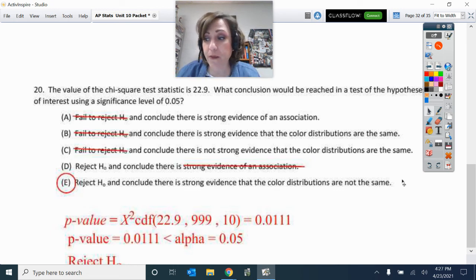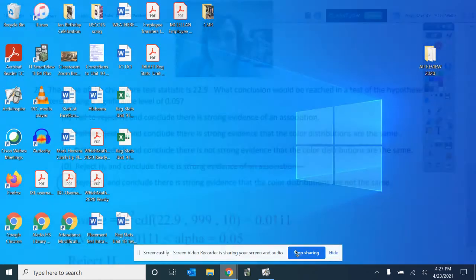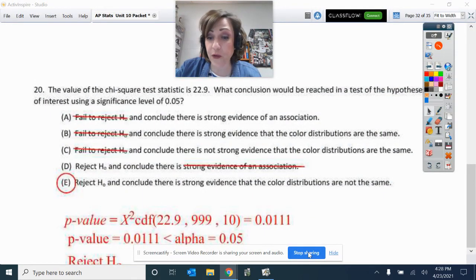Okay, so there's your numbers 13 through 20. Very interesting problems there and some good information for chi-squareds. And the interval, that was a very interesting interval with a negative and a positive in it.